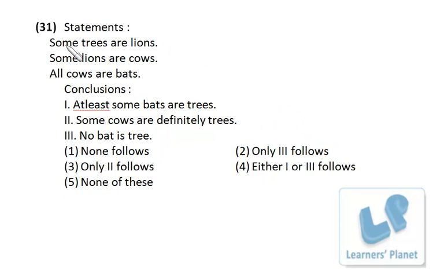Now this one, some trees are lions. So trees and lions. So this can be a diagram, and apart from that, some trees are lions. So this is tree and this is lion. So that is also one possible diagram for the statement some trees are lions, right? I'm not going to use both of them initially, this is just for your reference only. Both the possibilities are there.